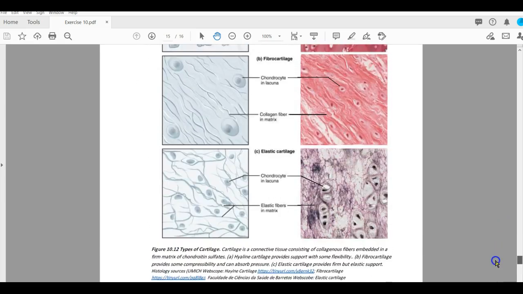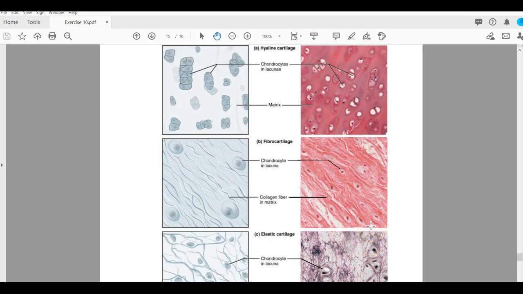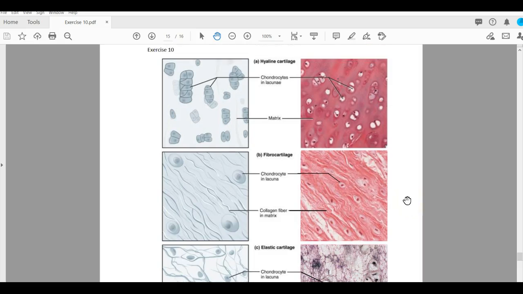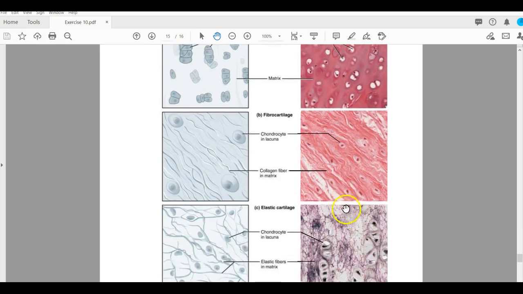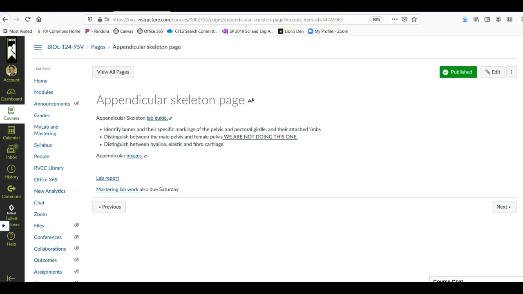We have pictures here which are similar to what was in your lecture notes as part of bone tissue or appendicular skeleton. So you want to be able to identify the 3 different kinds of cartilage when you see them. And in each case, the cell type is going to be a chondrocyte, and it is going to be located in a lacuna. Plural would be lacunae.